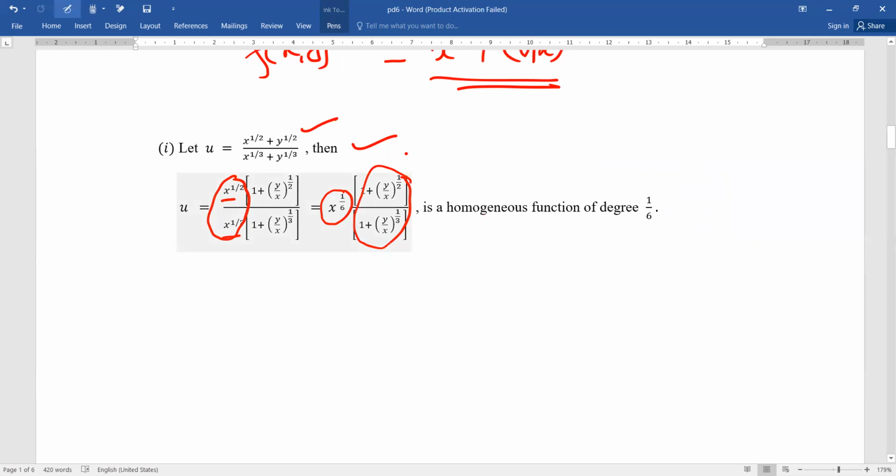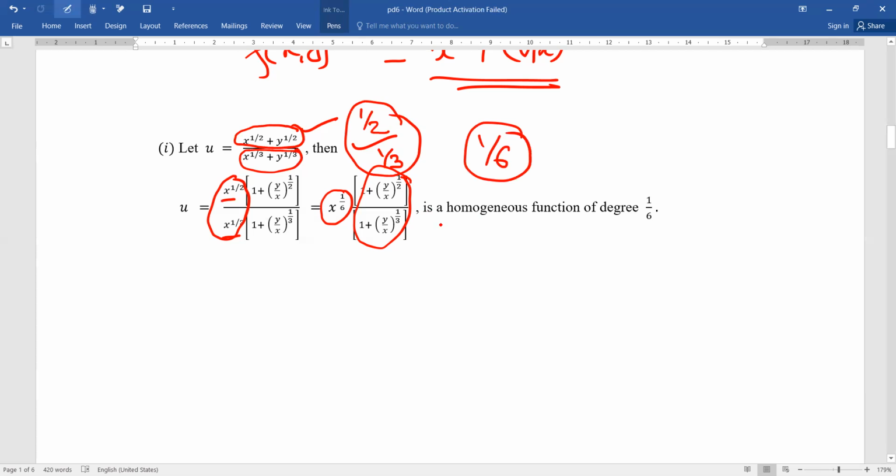आप लोग यहाँ चेक कर सकते हो, न्यूमरेटर में दो टर्म है, दोनों की डिग्री सेम है, दैट इज 1 by 2 1 by 2. So numerator is a homogeneous function of degree 1 by 2, and denominator, it is a homogeneous function of degree 1 by 3. So overall effective degree, that is 1 by 2 minus 1 by 3, it will be 1 by 6. तो आप लोग ऐसे भी डिग्री निकाल सकते हो. So it is a homogeneous function of degree 1 by 6.